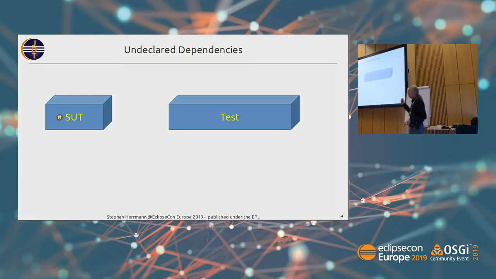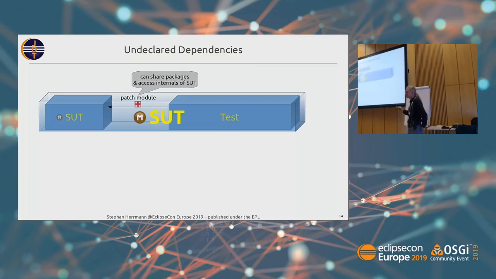This test code, of course, needs to be able to access the code in the software under test. That module may not even have any exports. Some of the code we want to test may not even be public. So I have to put code into the same package to access some of the things. This is not what JPMS wants you to do. So there is one option that allows you to do this, which is called patch module. And this allows both these projects to now share packages and access internals, because with this option, the whole thing is actually regarded as just one module.